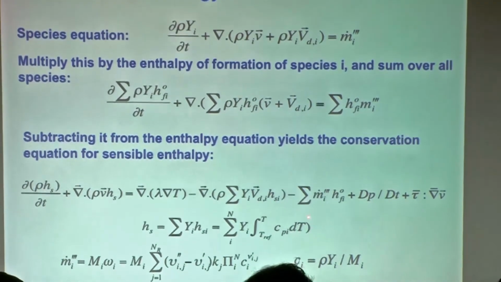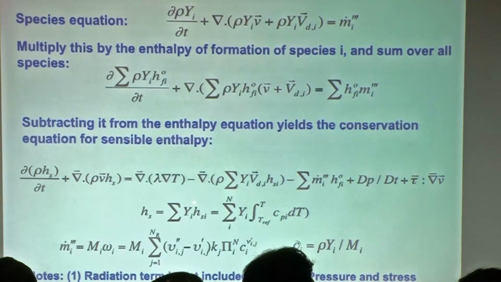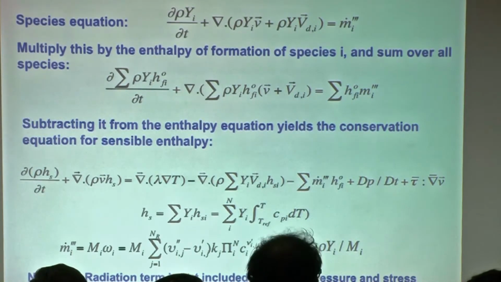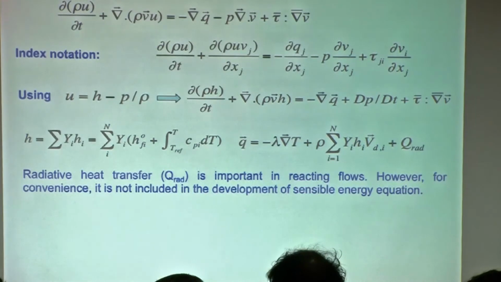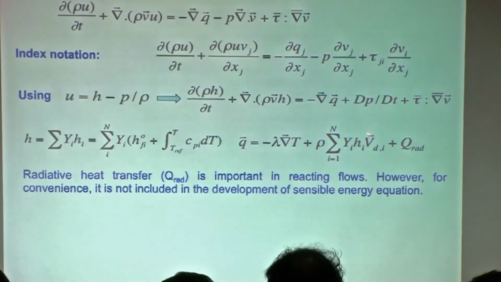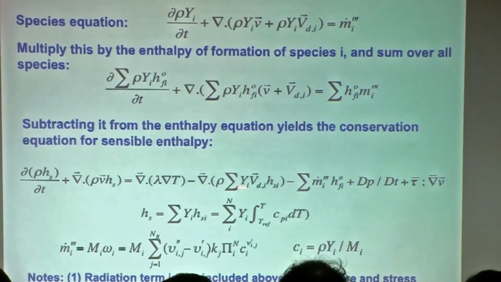Now, a couple of important notes. Here I have already replaced this Q. So you have the conduction, and then you have the enthalpy flow due to mass diffusion. Radiation is not included in this final equation, but you can always include that. I made a note: radiation is not included above, but in most reacting flows, radiation is important.